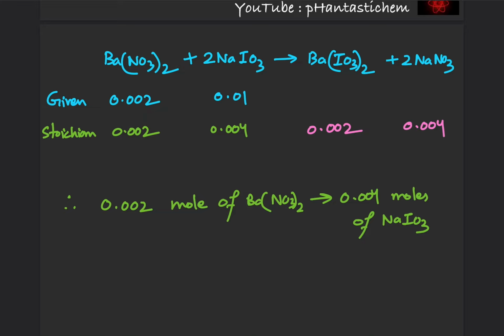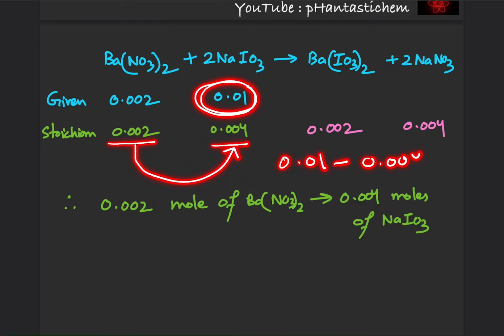So therefore, after the reaction, we will be having 0.002 moles of Ba(IO3)2 and 0.004 moles of NaNO3. And remember, according to stoichiometry, 0.002 needs 0.004, but this much is given to us, right? Actual requirement is this, but this much is present. So therefore 0.01 minus 0.004 amount of NaIO3 will still be left.